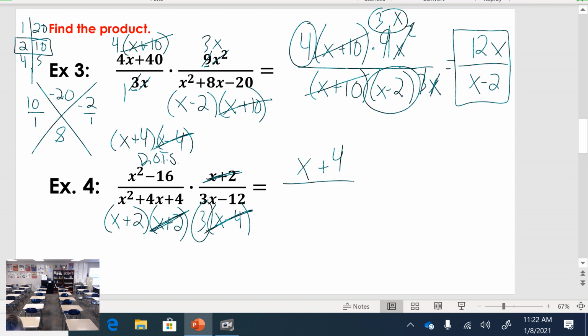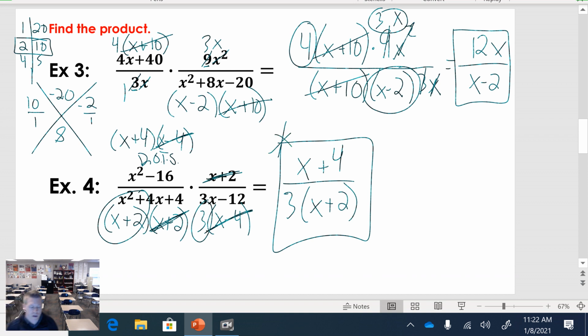And then we have our 3. And then our x plus 2. And then now that's all we can do at this point. All right, so we'll elaborate a little bit further as far as dividing these fractions, but it's very similar to what you're seeing here in this first video.